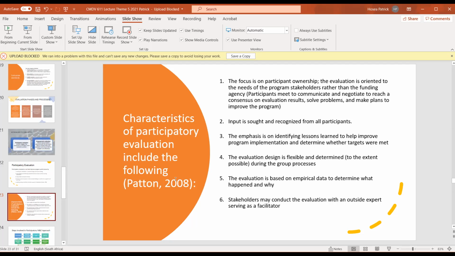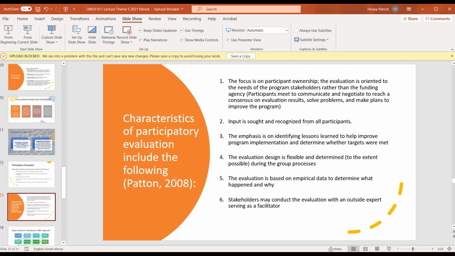The focus point here is to know that participatory evaluation involves the people. The focus is on the community, on the entire stakeholders that are involved: your fundraisers, your funders, the community members themselves. Everybody is involved in this space. For that reason, it is more of a democratic space, whereby everybody is involved in the evaluation.